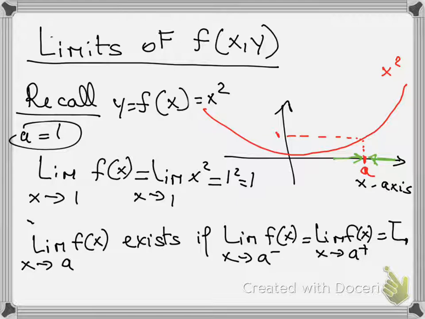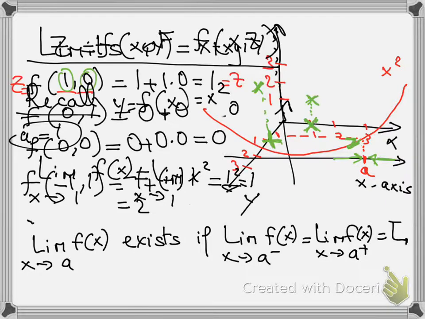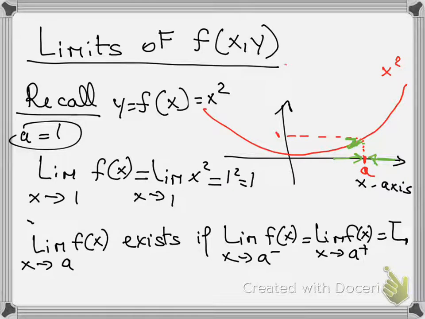It means that approaching a from the left is the same as approaching a from the right. So if the limit from the left coincides with the limit from the right, then the limit exists, right? And that's because in the case of a function of a single variable, there are only two ways to approach the point a.